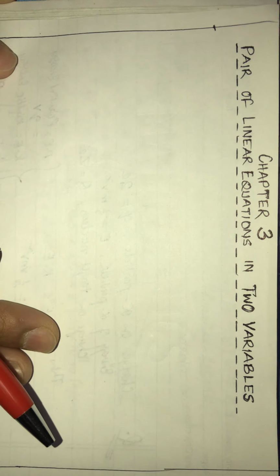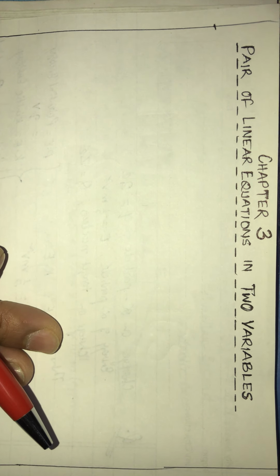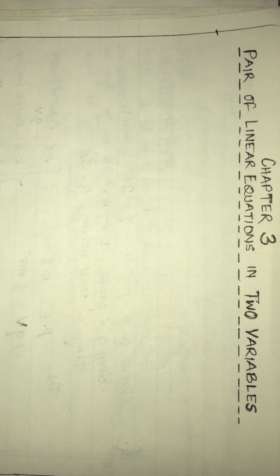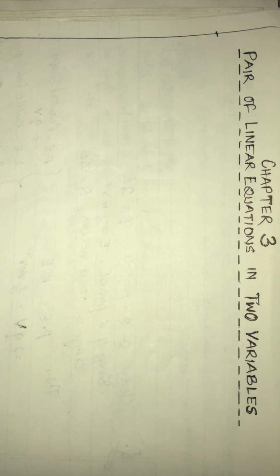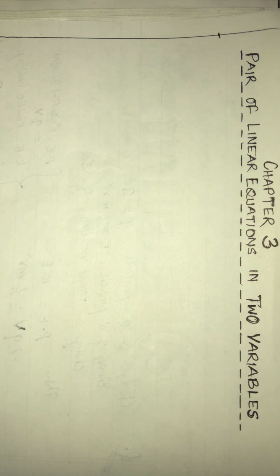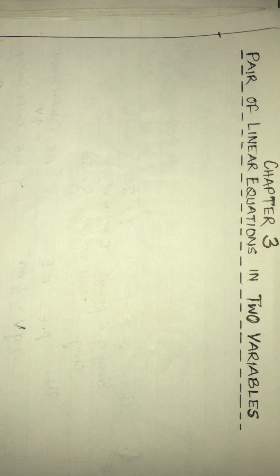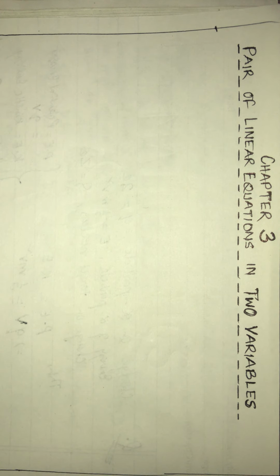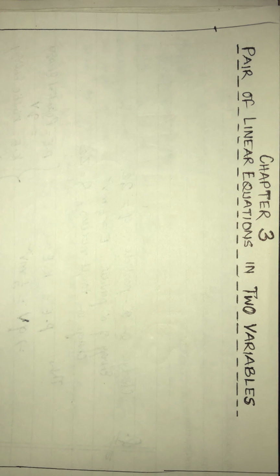Chapter 3 is all about pair of linear equations in two variables. So this chapter is not at all new to you all, because in class 9 also you did linear equations in two variables. So here let us try to understand the difference between the chapter which we are going to learn here in class 10 and the chapter you learned in class 9 last year.